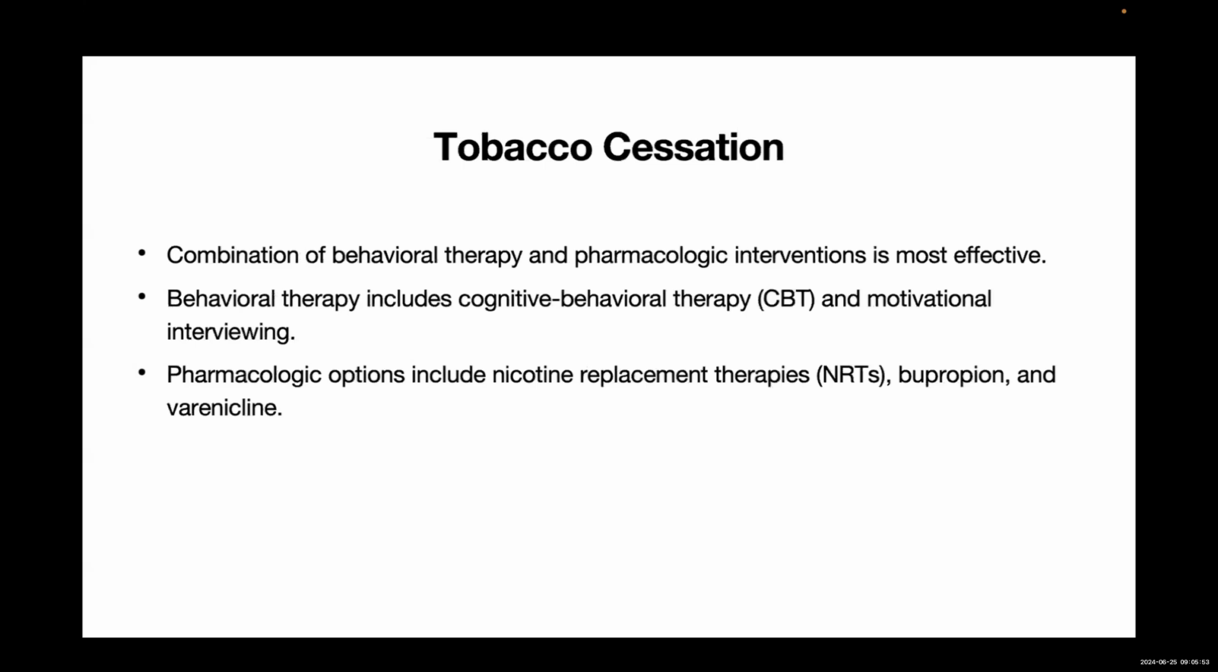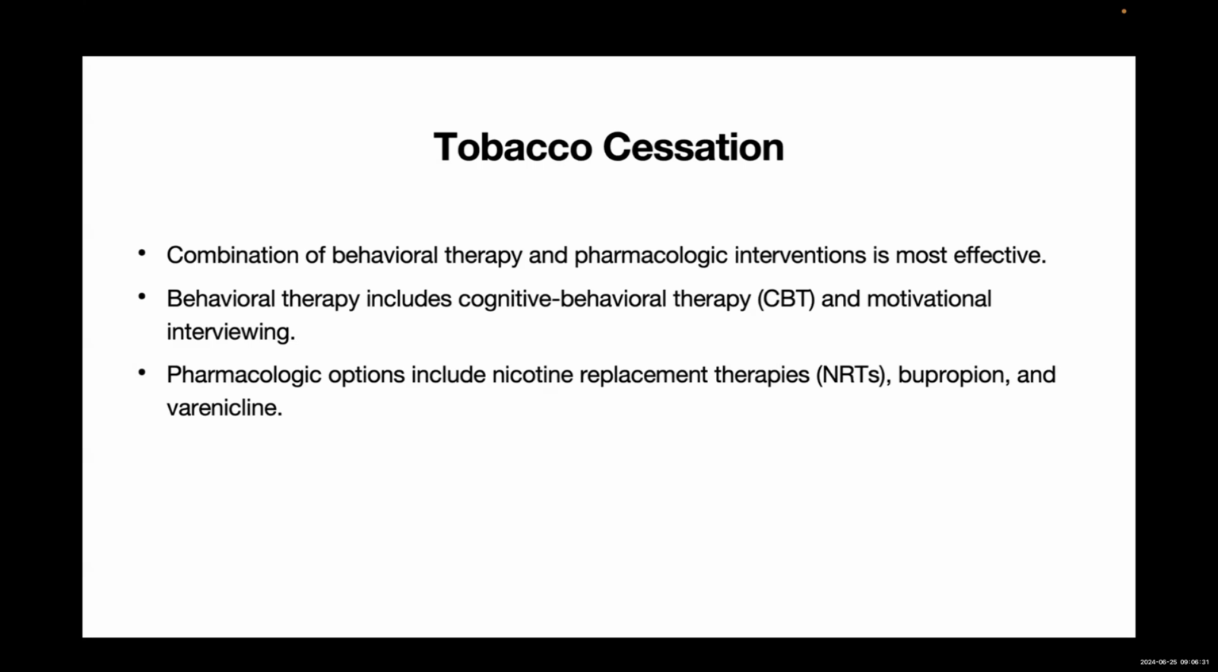Coming to tobacco cessation, the behavioral and pharmacological interventions together are the most effective way of tobacco cessation. Behavioral therapy includes counseling techniques like cognitive behavioral therapy, which is CBT, and motivational interviewing. Pharmacologic options include nicotine replacement therapies like patches, gum, lozenges, inhalers, nasal sprays, as well as non-nicotine medications like bupropion or varenicline.